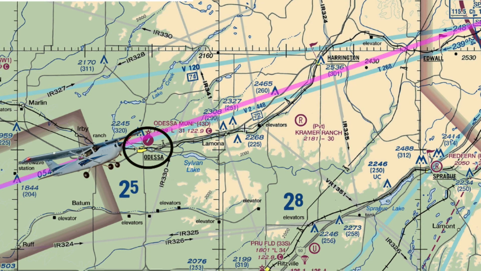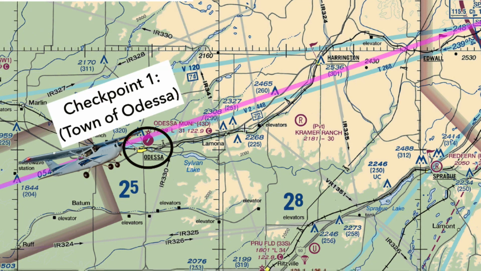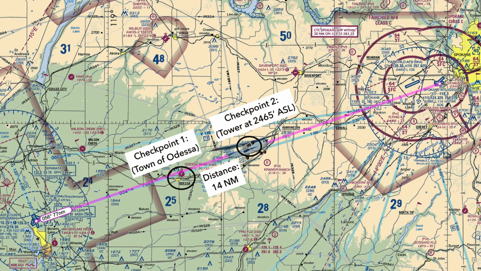The town of Odessa, located directly on our route, will serve as checkpoint 1. Additionally, there is a tall tower that we will fly over, which we will designate as checkpoint 2. The distance between these 2 checkpoints is 14 nautical miles.